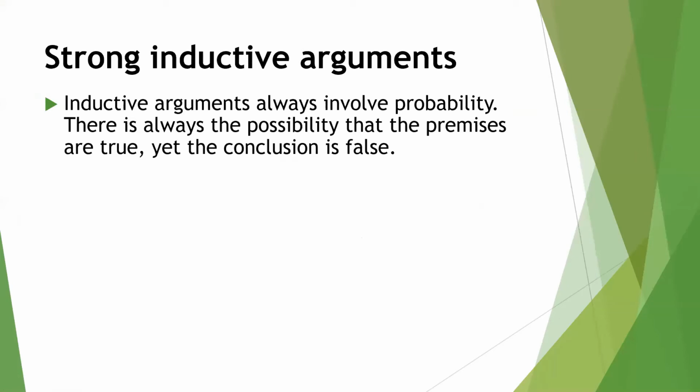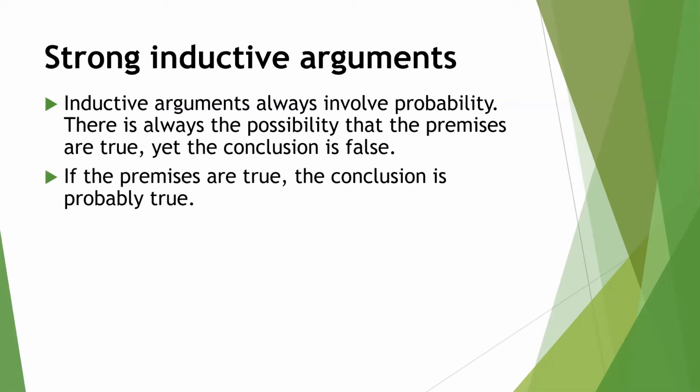And one of the main distinctions between inductive and deductive reasoning, and maybe I should say the main distinction, is that inductive arguments always involve probability. Now, they need not mention probability, they need not provide data that's set in probabilistic terms, but there's always the possibility that the premises are true, yet the conclusion is false. And that's the case even when we have a strong inductive argument.